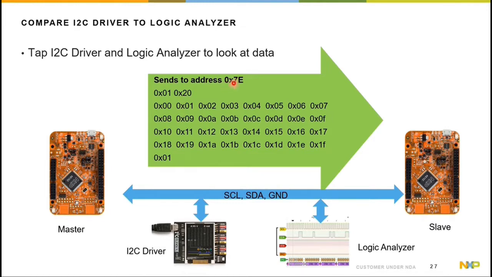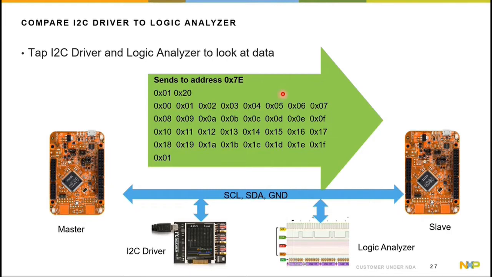It's going to write to address 7E, which is the slave device here. The protocol sends a byte 01 first and 20, which is 32 in decimal. That means 32 packets of data it's going to send, and then a 01 at the end. Hooking up all in parallel off of that, I'm tapping in the I2C driver board, which has the data log capability, and comparing it to what the logic analyzer captures to see what the differences are with how it captures the data.